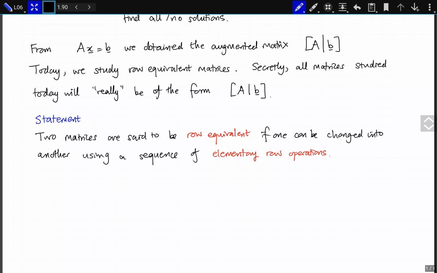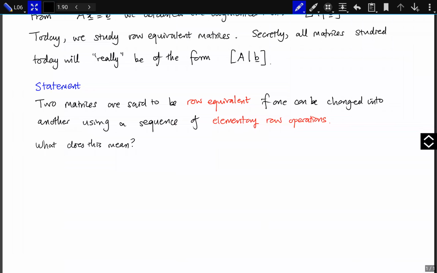So what does this mean? We're going to shortly define what elementary row operations are, but the real meaning behind these operations is that the solution space to our systems of linear equations remains the same. So solution space just means the solution set, what values actually solve our system of linear equations, and it stays the same.